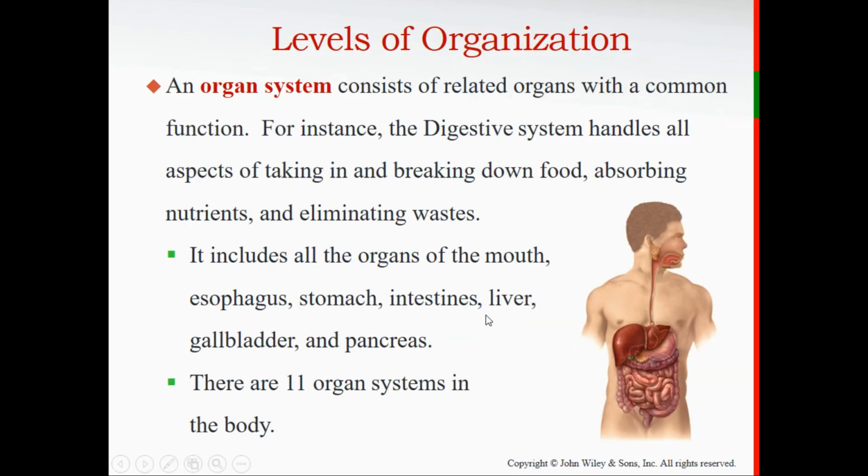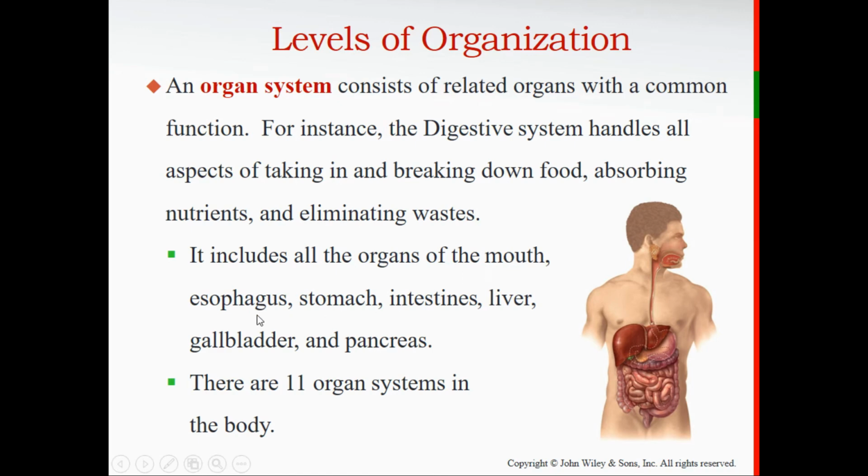An organ system consists of related organs with a common function. For example, the digestive system handles all aspects of taking in and breaking down food, absorbing nutrients, and eliminating waste. And then, of course, that food will be used by your body. It includes all the organs that are found, which would be the mouth, esophagus, stomach, intestines, liver, gallbladder, and pancreas.